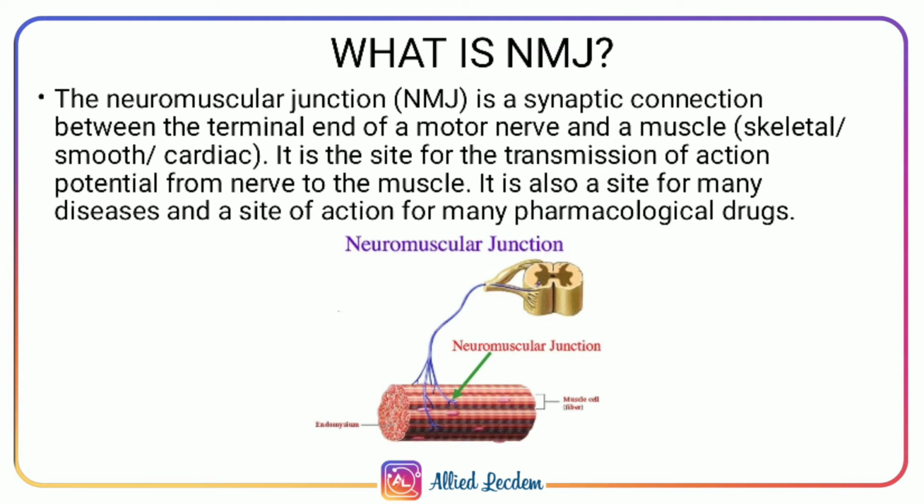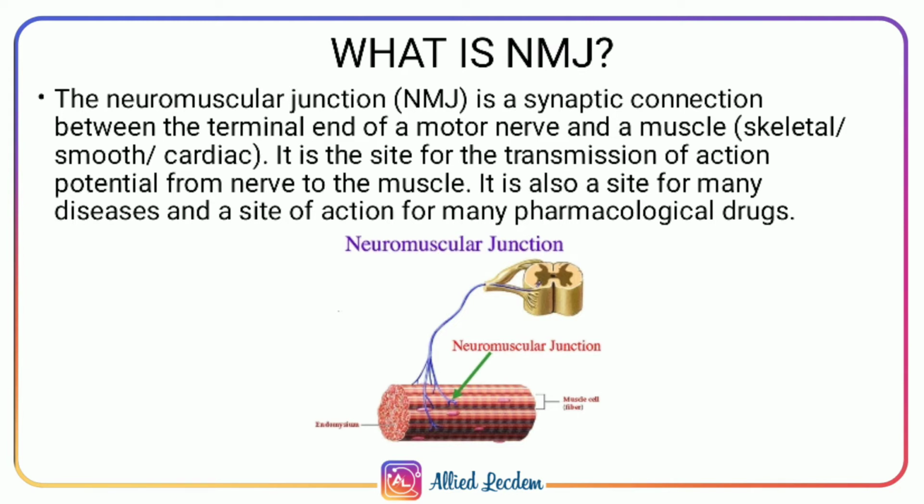First, we'll see what is neuromuscular junction. Neuromuscular junction is a synaptic connection between the terminal end of a motor nerve and muscle. In simple terms, neuromuscular junction is a junction between the terminal branch of the nerve fiber and the muscle fiber. It is also the site for the transmission of action potential from nerve to the muscle fiber, and it is also the site for many diseases and the site of action for many pharmacological drugs.